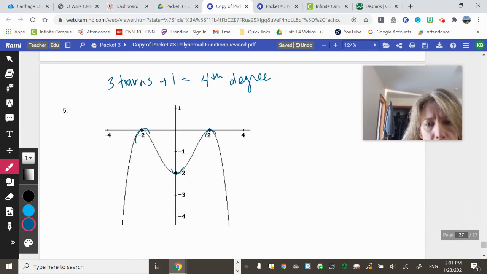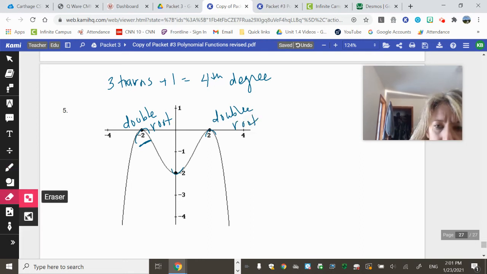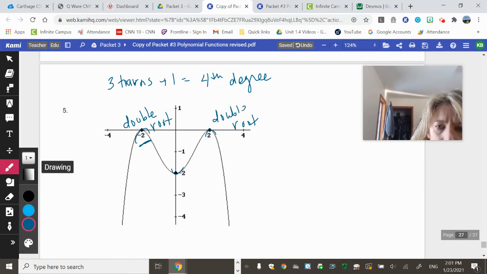And this one is special because since the turns are on the x axis for both of these, we have 2 double roots. Okay, so this negative 2 is going to count twice. And we also have a double root at positive 2. So that's going to count twice as well. So that means we have all 4 roots represented. All 4 roots are real. Okay, so we have all 4 roots on the x-axis represented.